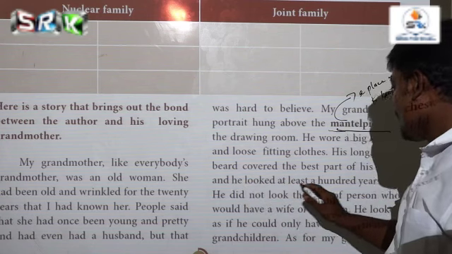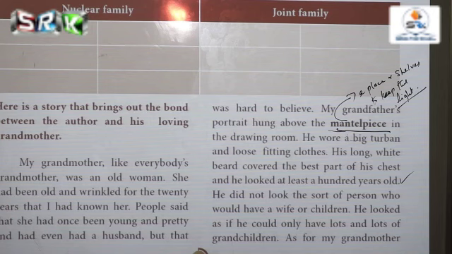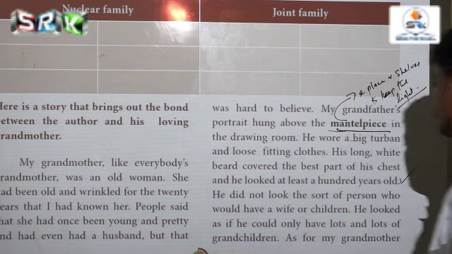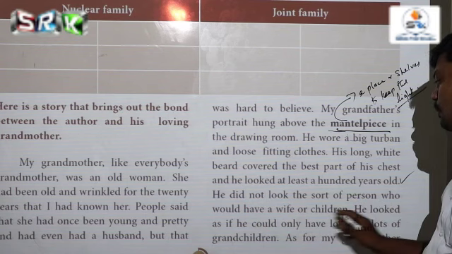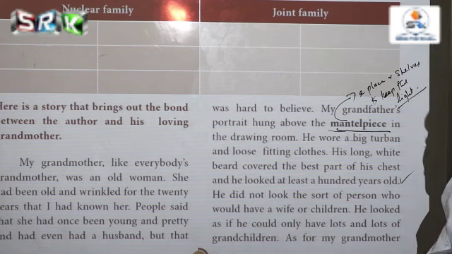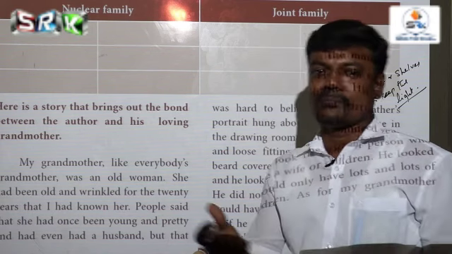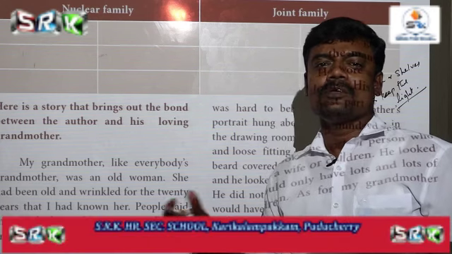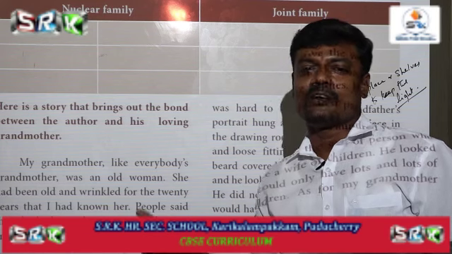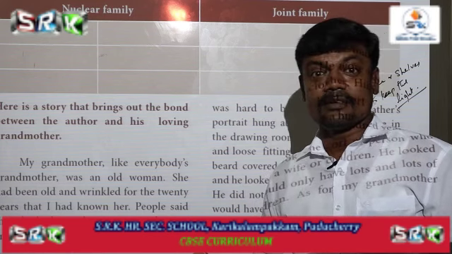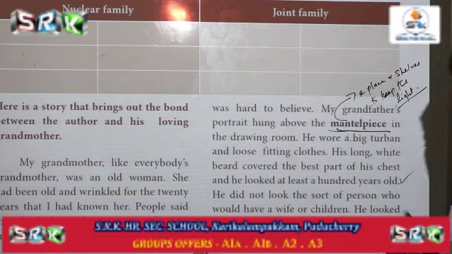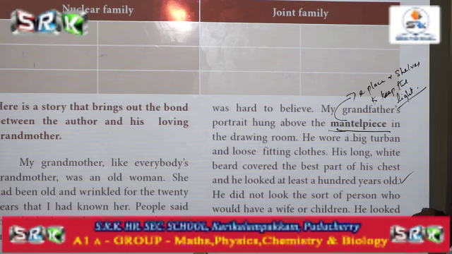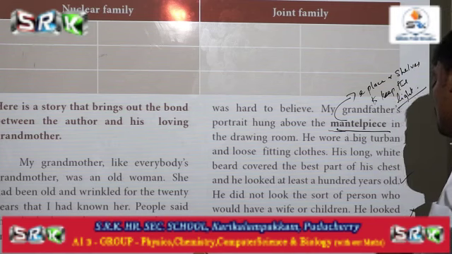And he looked at least 100 years old. He did not look the sort of person who would have a wife or children. So if you look at a person, we say he looks like a wanderer, like that we won't think that particular man will be having a family or something like that. This particular person is looking as age old as can be. He looked as if he could only have lots and lots of grandchildren. Okay, while looking age old, we can confirm that he will be having lots and lots of grandchildren.